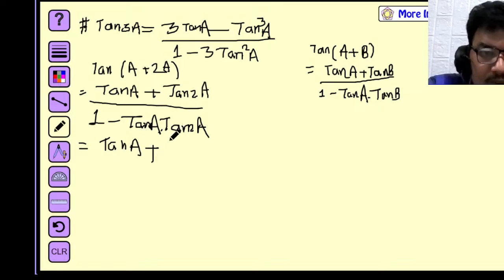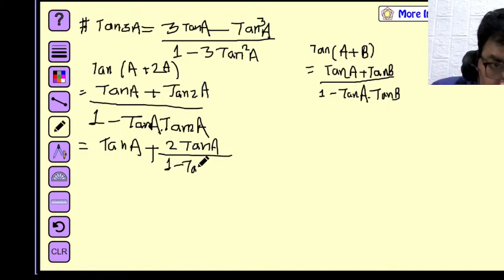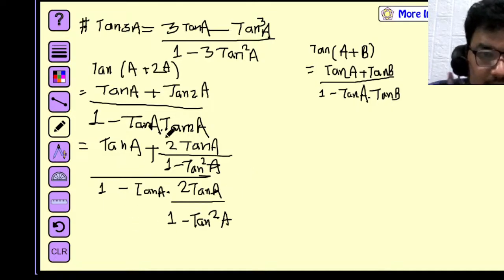What we have to derive is tan 2A. It was the formula we had derived: tan 2A is 2 tan A by 1 minus tan square A. Write it here also in the denominator: 1 minus tan A into 2 tan A by 1 minus tan squared A. Now let's take the LCM up and down also.